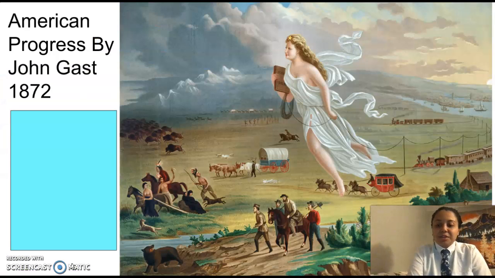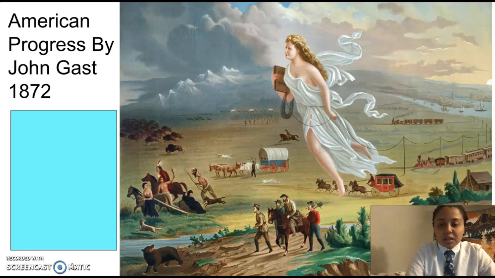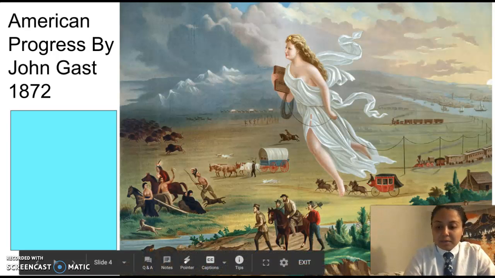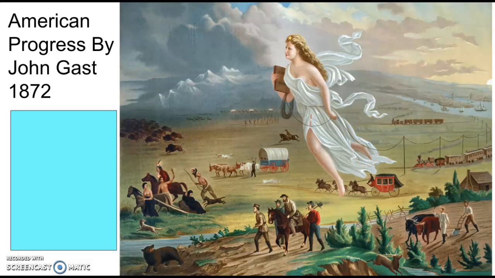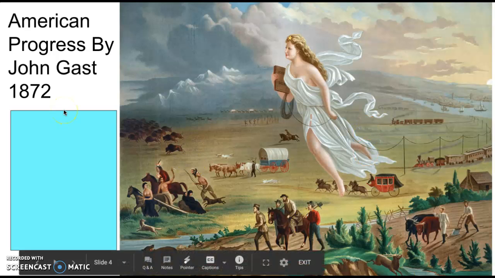So the great image that we're going to use is called American Progress by John Gast. It was created in 1872. And this painting, just to give you a little bit of detail, was inspired by the belief of manifest destiny. So I just want you to keep that in mind. It was inspired by manifest destiny itself. I'm going to make myself invisible for a little bit so that you can see everything, all the little quirks of the image, all the little corners.